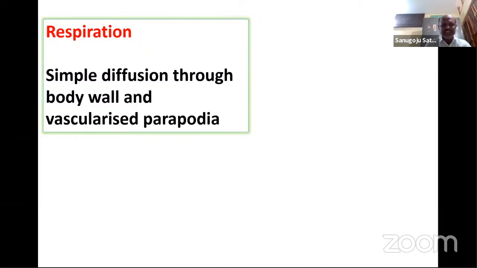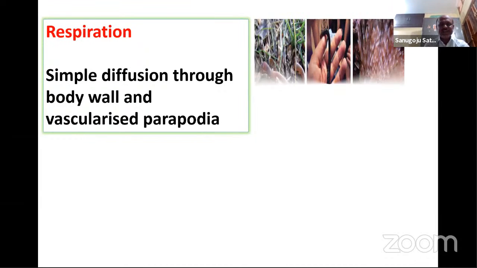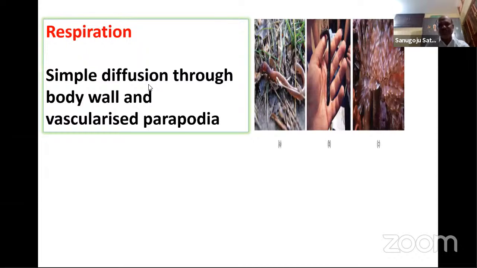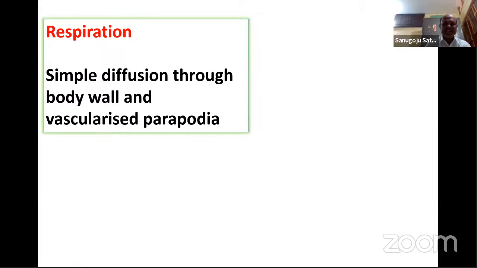respiration. Respiration is a metabolic activity whereby it is by simple diffusion through the body wall or vascularized parapodia. Some vascularized parapodia may also help in respiration. Respiration is nothing but, as we know, we are inhaling and exhaling. Like that, simple diffusion means the transfer of gases from inner side to outer side through the body wall. In invertebrates it is seen. The vascularized parapodia help in respiration. Respiration is a metabolic activity. Locomotion is a metabolic activity.